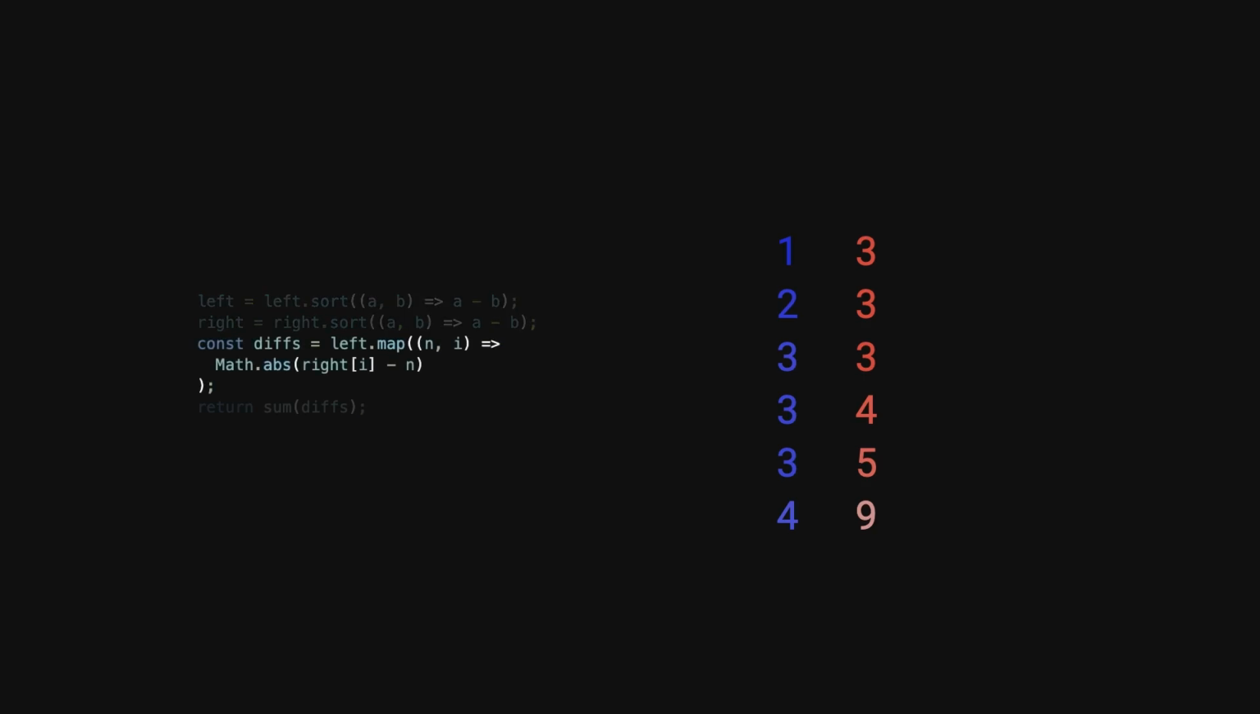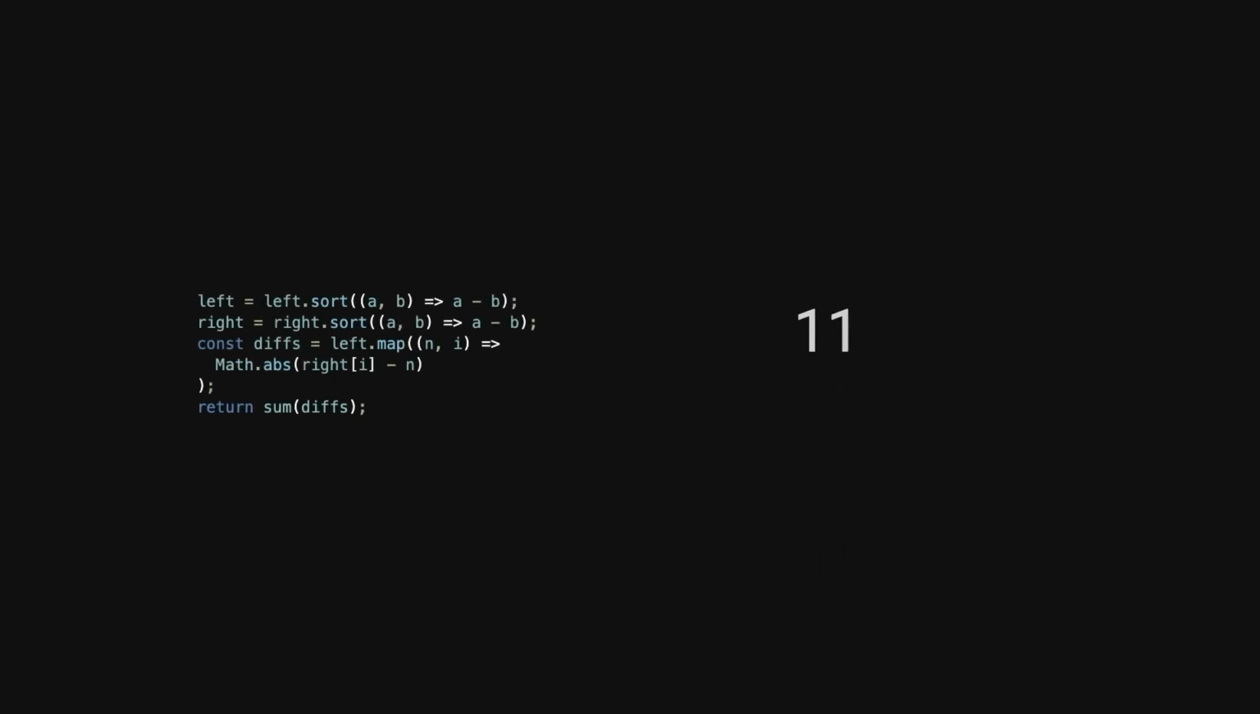After this, iterate through the lists and find the difference between the number pairs at each index. Make sure to get the absolute value here, since the left number may be higher than the right number. Sum these differences for the answer. I have a util function I'm using here, but any summing method will work.